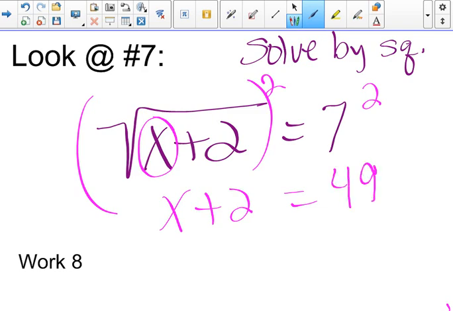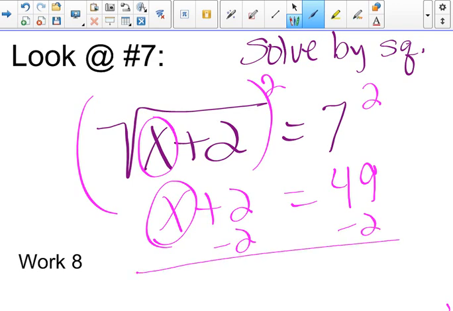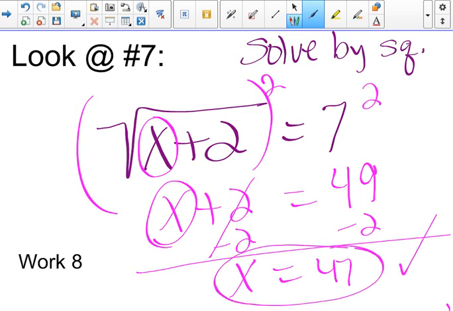Now, what's our next step? How do we solve for x in our next step? How am I going to isolate that x? Subtract 2 from each side. Very good. And then you get x equals 47. If I told you you're done, would you be happy? You're done. Voila. Okay, so you've got that one done.